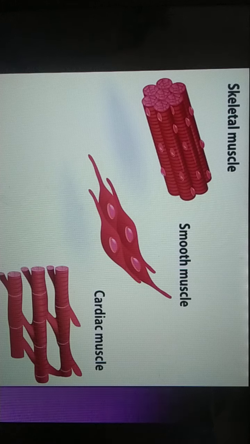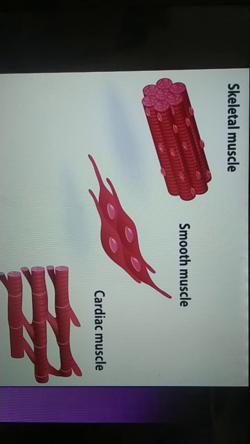Next, we have some more names for the striped muscle, or skeletal muscle, because it is attached to the skeleton. It is also known as voluntary muscle because we can control the activity of this muscle. It is responsible for the movement of the body, and we can walk and run with the help of the skeletal muscles.